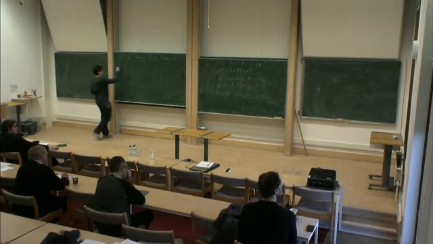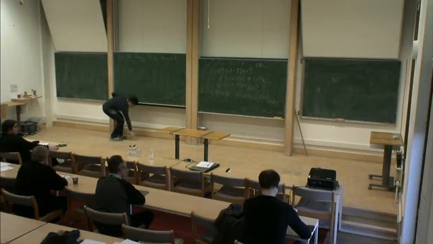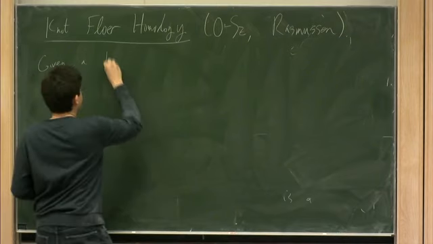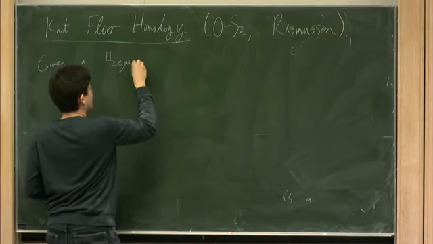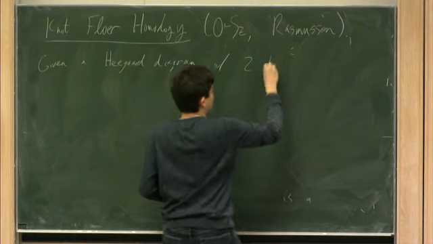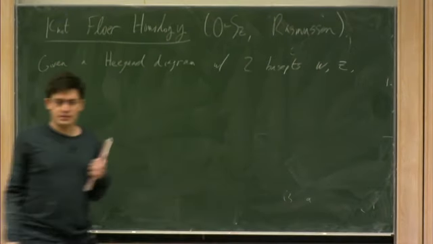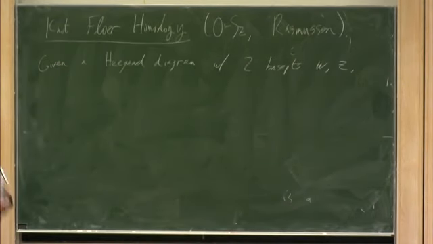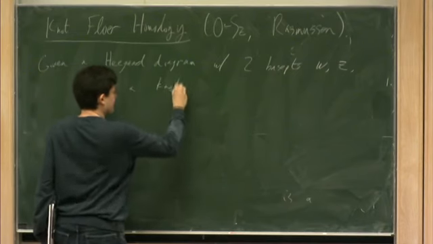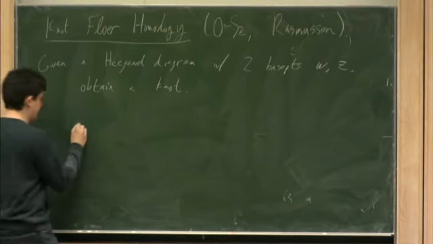So the first observation is that, given a doubly pointed Heegaard diagram, so a Heegaard diagram with two base points, W and Z, which are not on the curves, we're going to obtain a knot. Okay, and how are we going to do that? Well, let's just think about our Morse theoretic picture of the Heegaard diagram.